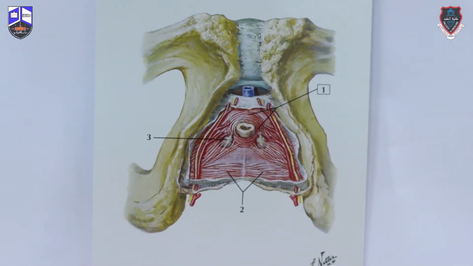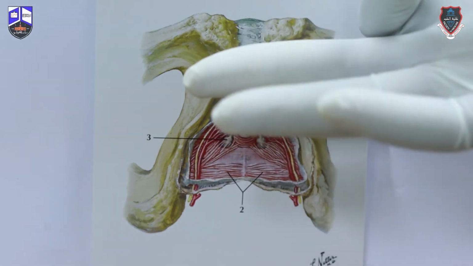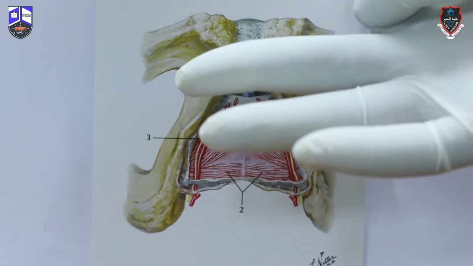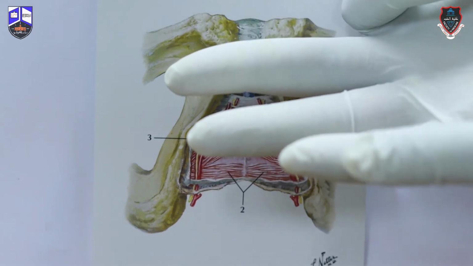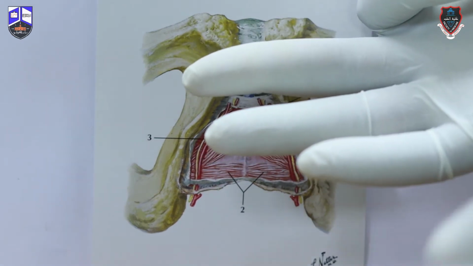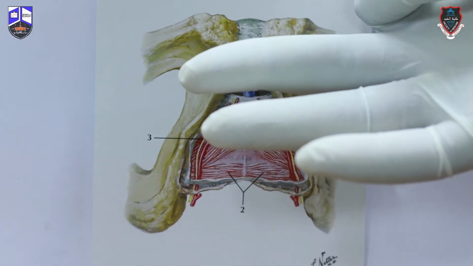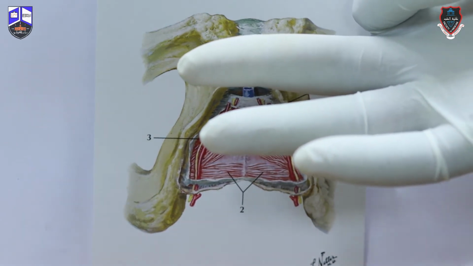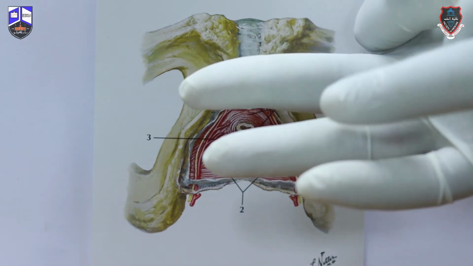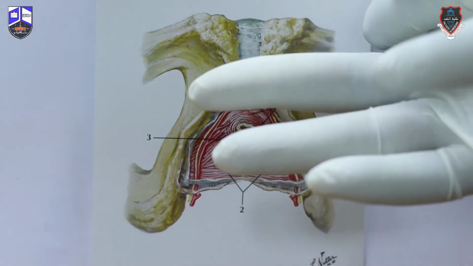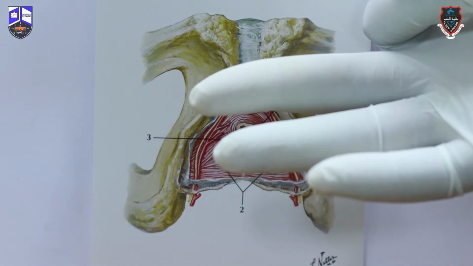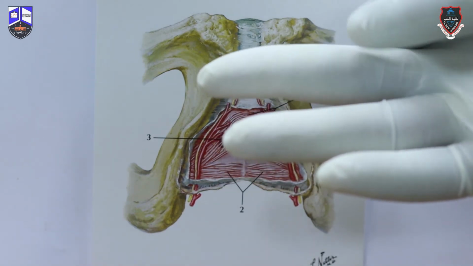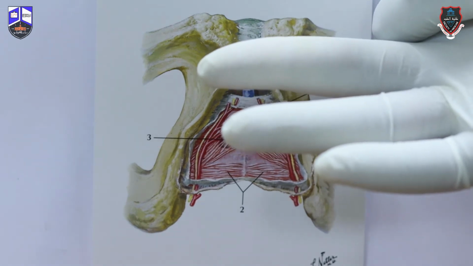Okay, in order to make it easy, it is like my three fingers here. The lower fascia here is the Colles fascia. It is a continuation of the membranous layer of the anterior abdominal wall, called the Scarpa's fascia. In between we have the perineal membrane, which is the inferior fascia of the urogenital diaphragm, and superiorly we have the superior fascia of the urogenital diaphragm.